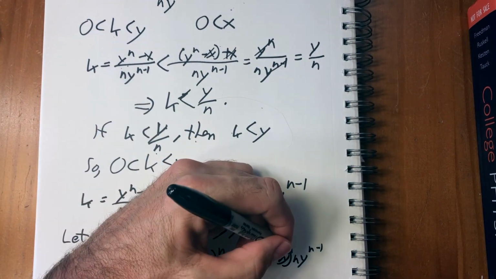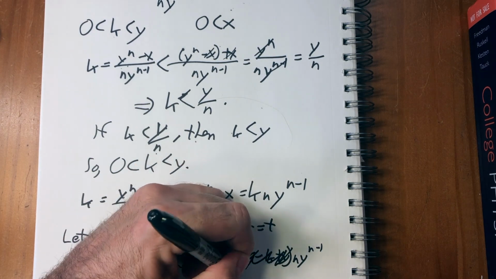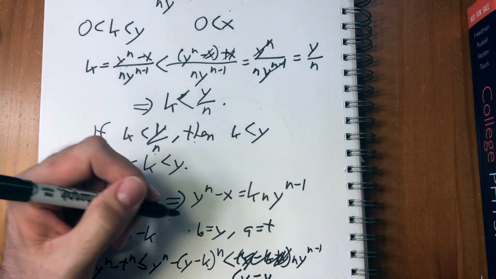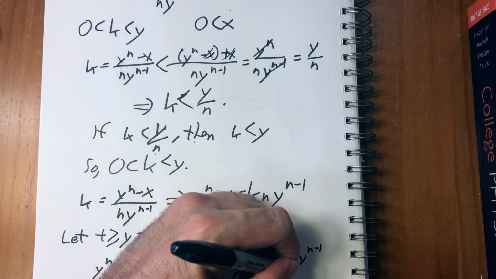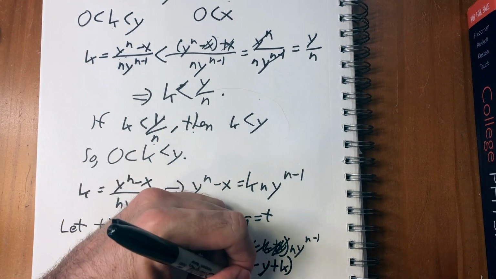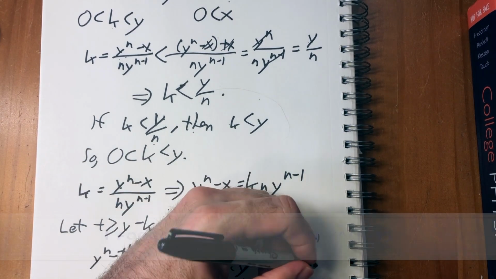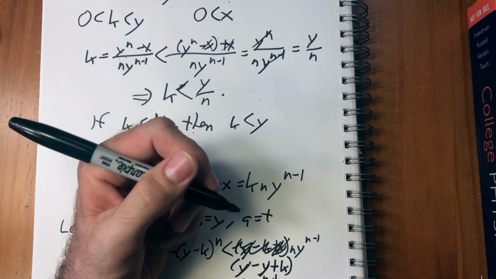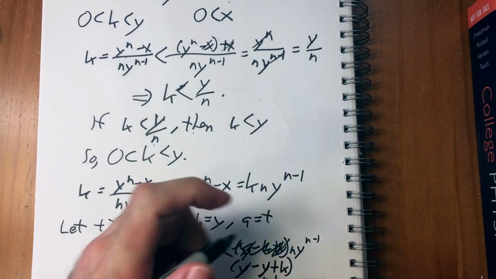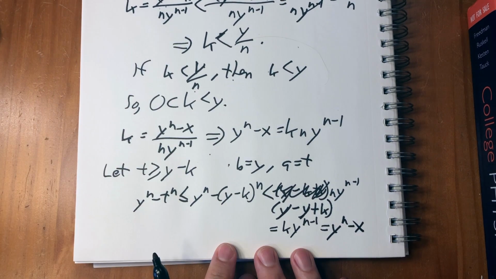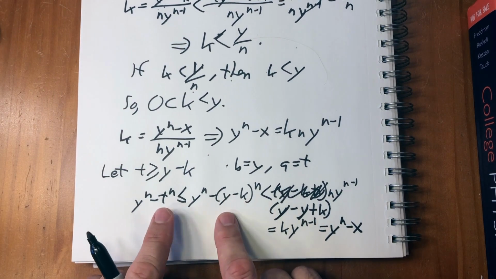Wait, is that right? No, I wrote that down wrong. It's y minus y plus k. So these cancel, and we're left with k n y to the n minus 1, which we set up here equals y to the n minus x. So the hardest part to understand here, I think, is this one.